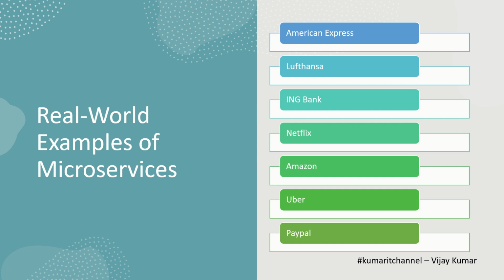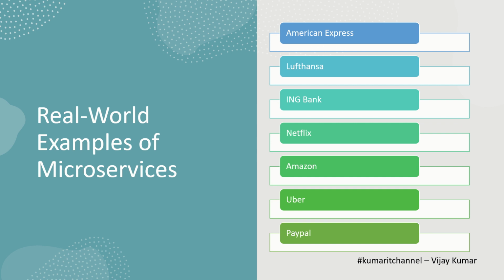American Express has been using microservices to modernize its legacy mainframe systems by breaking down the monolithic application into smaller, or I can say more focused services. So what will be the outcome when they use these microservices? It improves their development speed and agility, reduces their cost, and improves scalability, right?